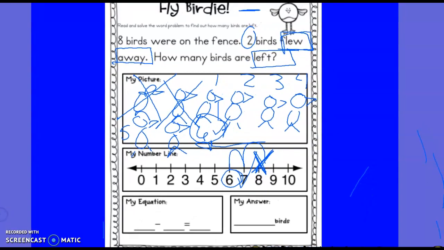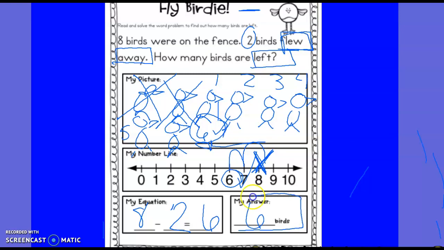And we'll write the equation. How many birds did we start with? 8. Take away, how many birds flew away? 2. 8 take away 2 equals 6. And our answer is 6 birds.